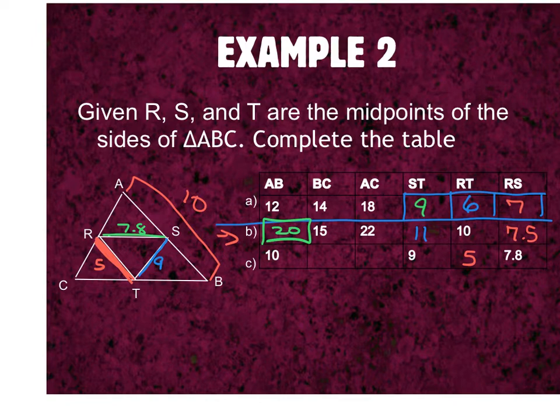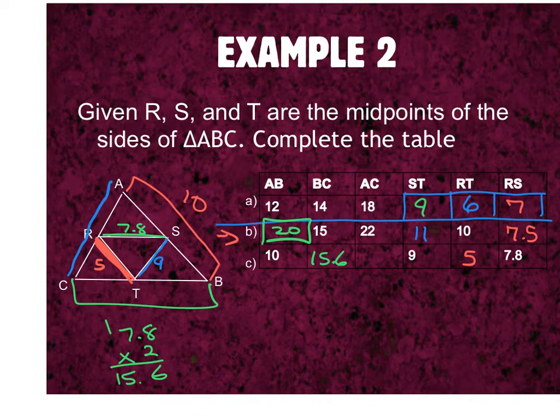Then I can come back and look for the length of BC. BC is parallel to the 7.8, or to RS. So I'm going to double it, times it by 2, 15.6. And now AC is parallel to the 9. So I would take 9, times it by 2, and the length of AC is 18.